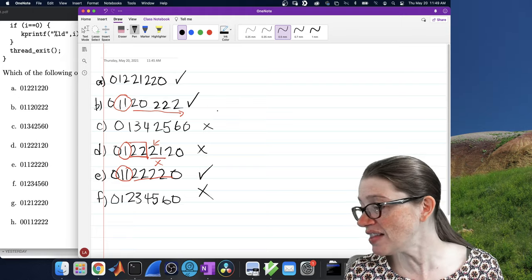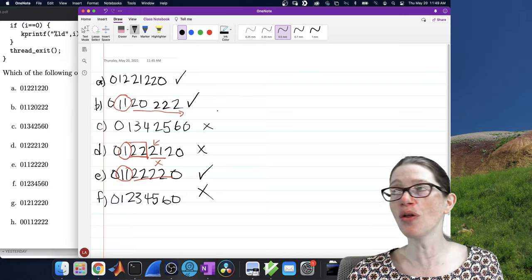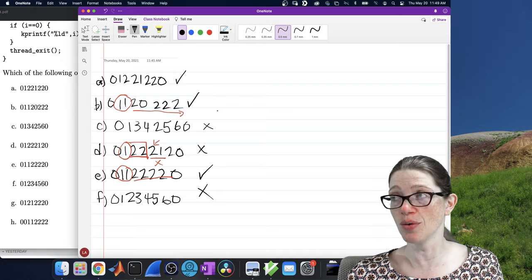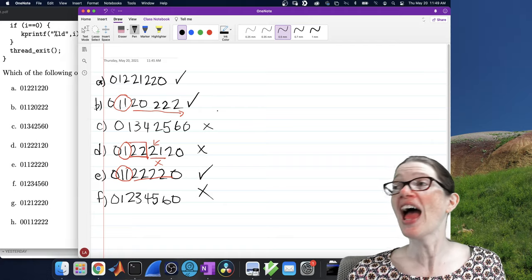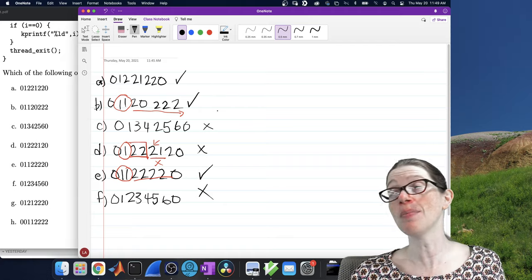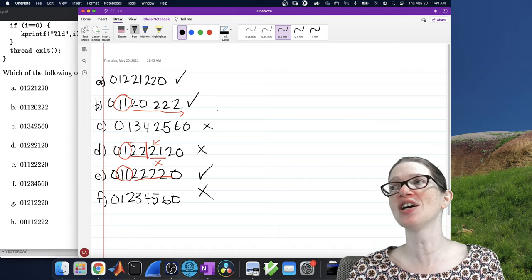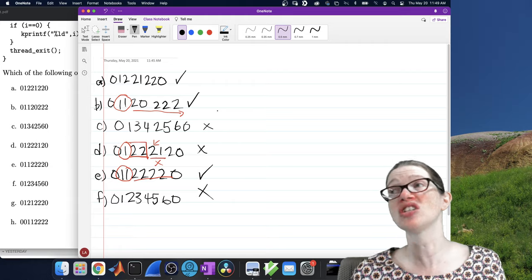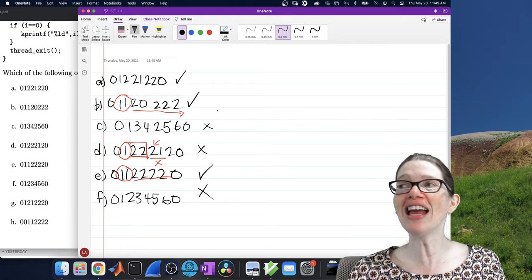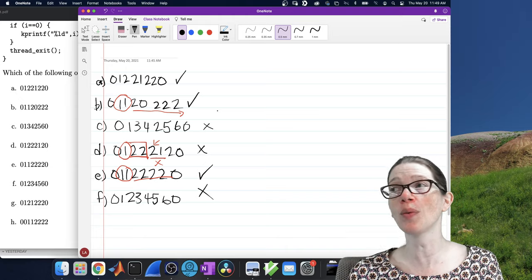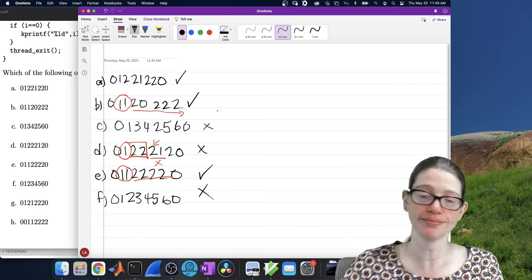Question on Twitch is, why can the zero be at the end? Because it's entirely possible that when the original thread prints its first zero, it gets pushed to the back of the scheduling queue, and then all of the other threads are able to not only run and fork and complete their run before the original thread zero actually comes back and finishes off its printing. So that's totally possible. Again, you don't have control over which thread goes next. You don't have any control over that whatsoever.